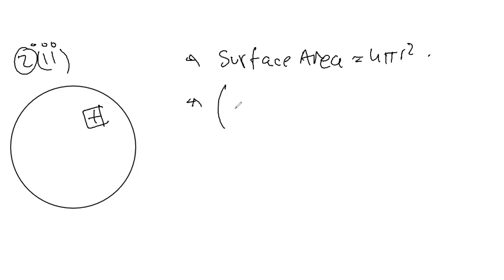So all we have to do is substitute our value simply. So 22 divided by 7 into 4. 4 pi r square can also be written as pi 4 r square. So by mistake I have done 22 by 7 into 4, but that is also okay.